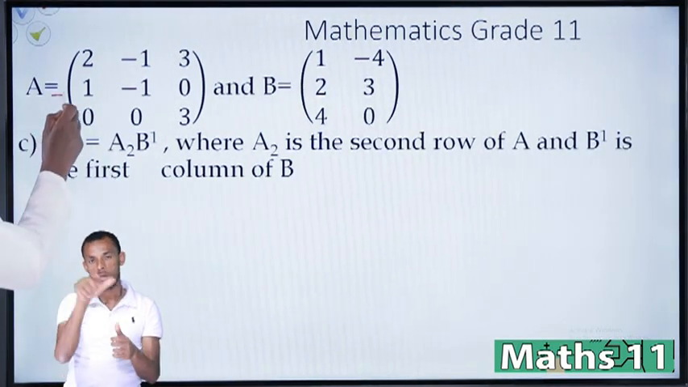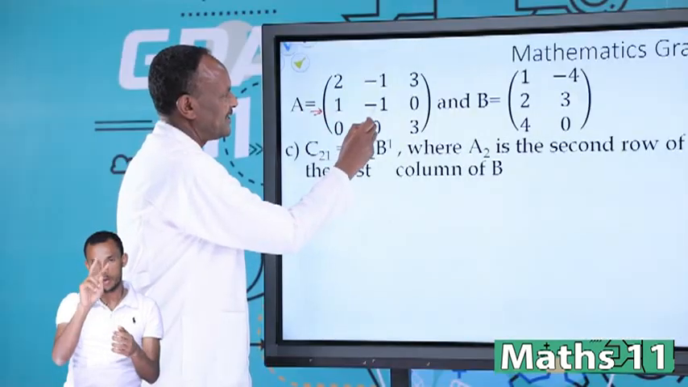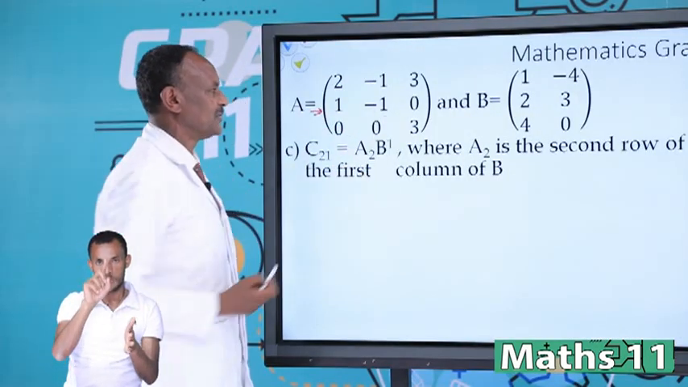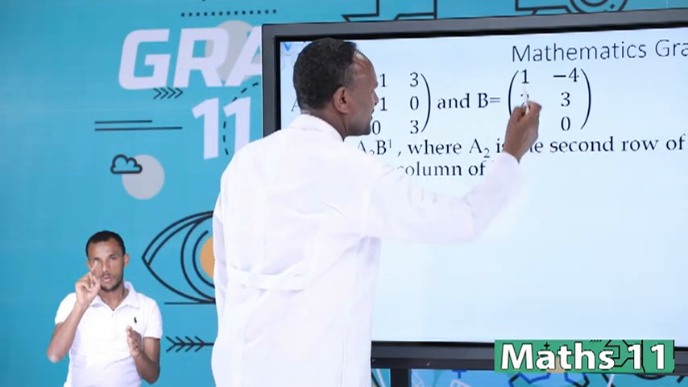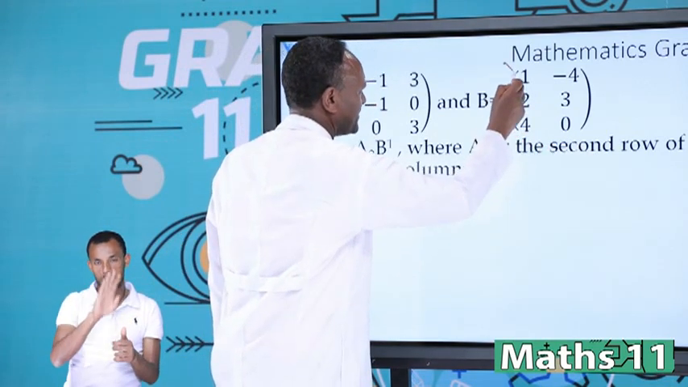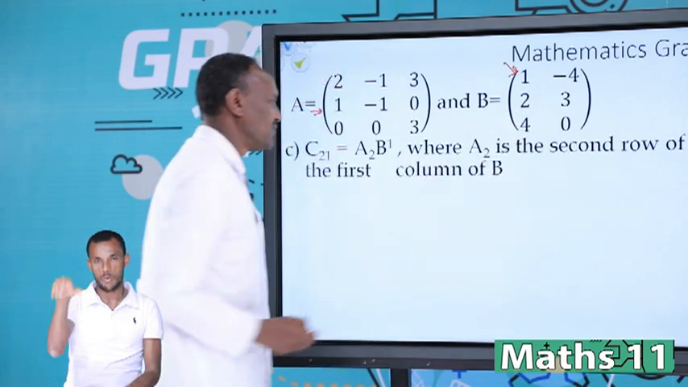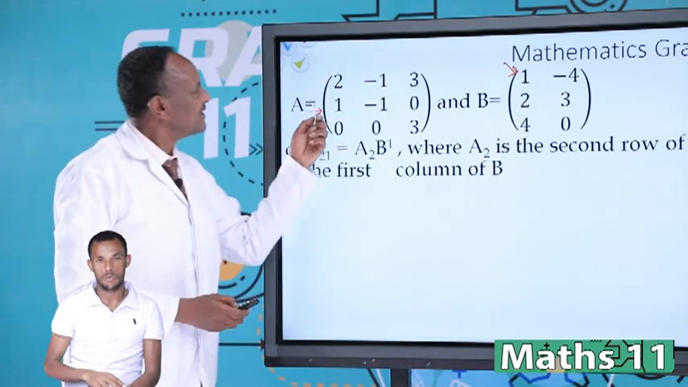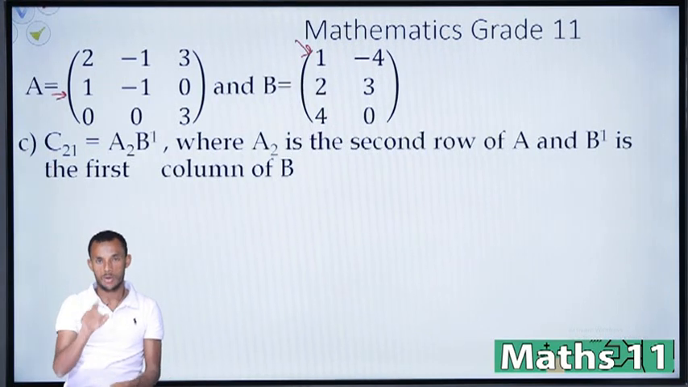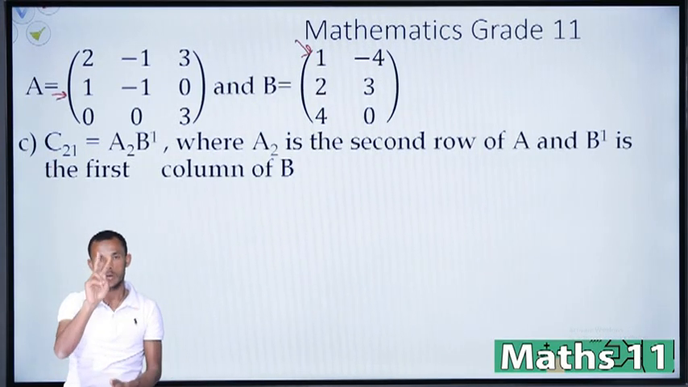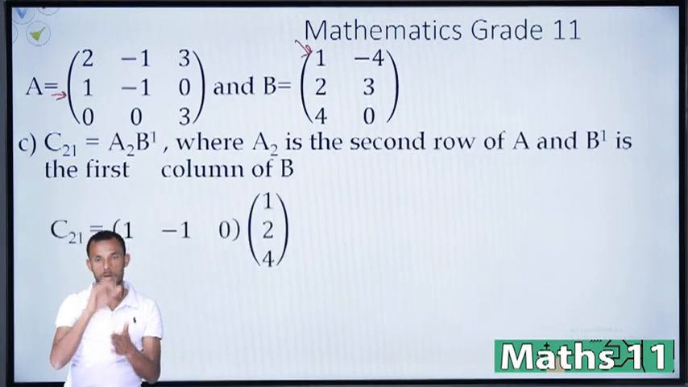A2, it was this one: 1, -1, 0 represented by A2. B1 is the first column of this given matrix, this one: 1, 2, 4. When this row is multiplied by that one, you will get an element in the product, C21. What is that product? Let's see.